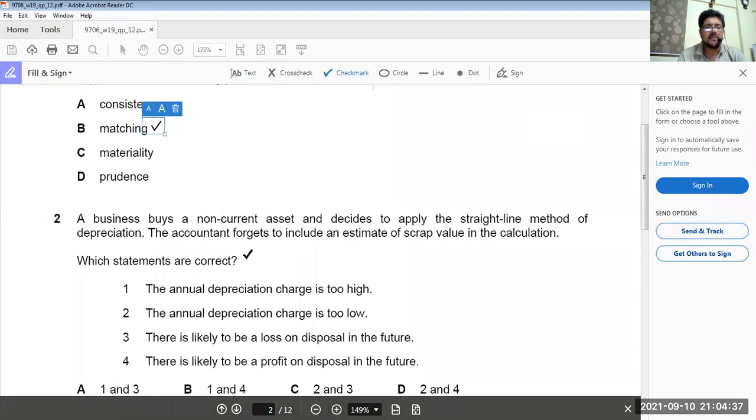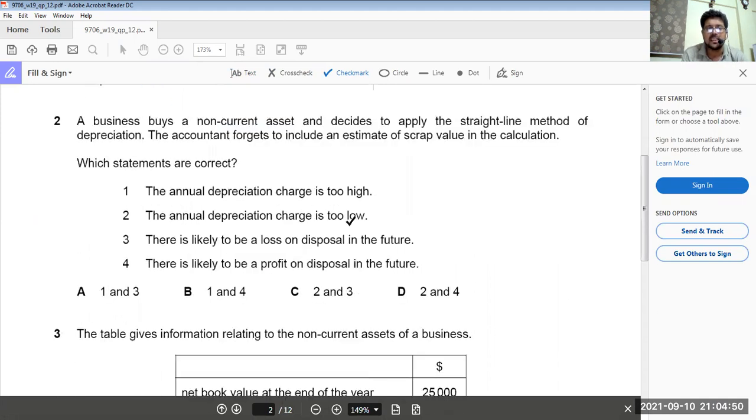Answer. A business buys a non-current asset and decides to apply the standard method, then forgets to include an estimate of scrap value in the calculation. The annual depreciation charge is too high? Yes. Annual depreciation charge is too low. Likely to be loss on disposal? No. There is likely to be a profit on disposal. So B option should be the answer.